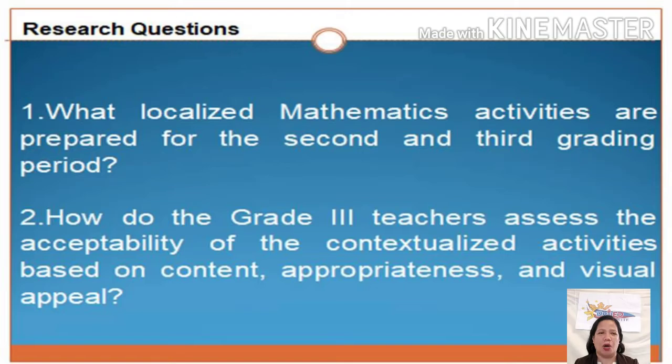Research question: what localized mathematics activities are prepared for the second and third grading period? How do grade 3 teachers assess the acceptability of contextualized activities based on content, appropriateness, and visual appeal?